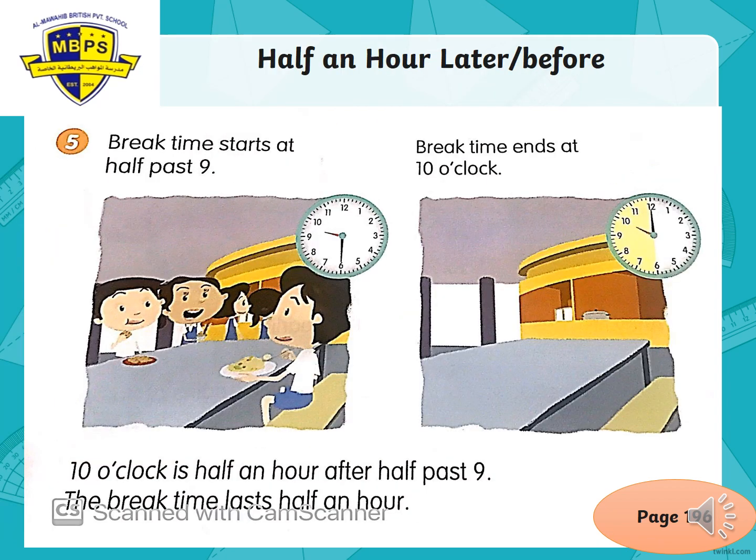Now it's break time. Look at the children here, they have their break time at 9:30. But at which time does the break time end? It ends at 10 o'clock. How much time has passed? Half of the clock is shaded, which means that half an hour has passed. So 10 o'clock is half an hour after 9:30.